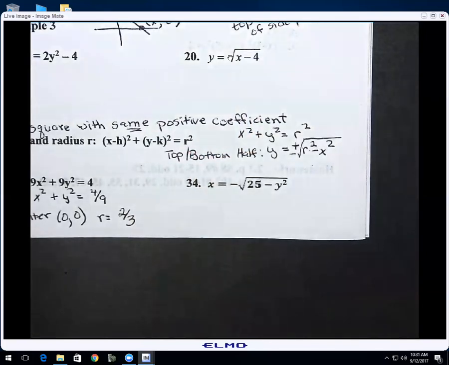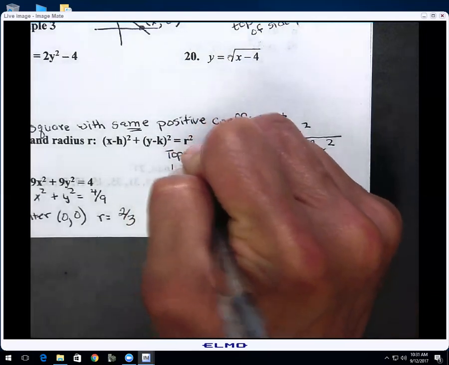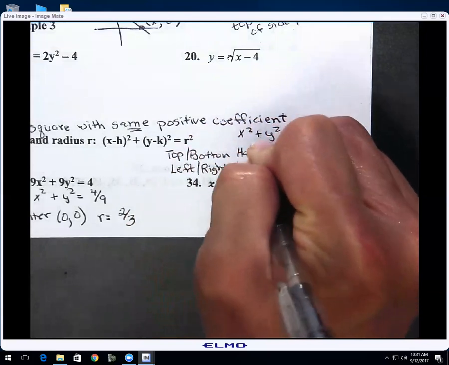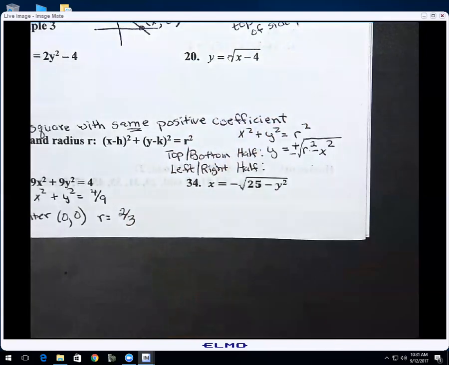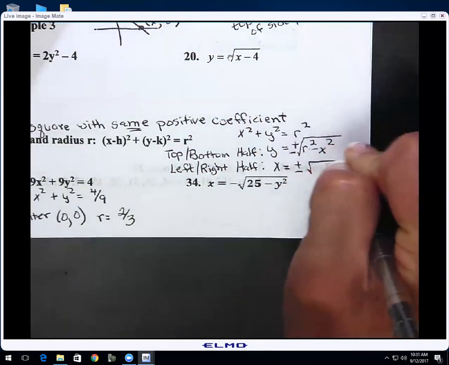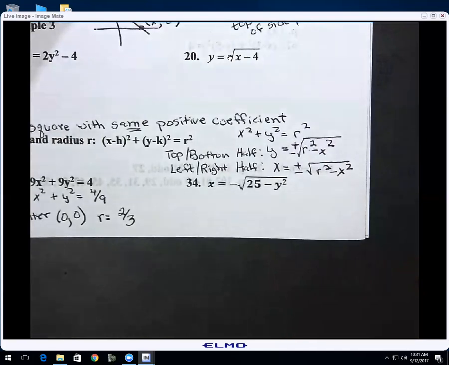What do you think would give me the left and the right half? What do you think? Solve for x. X equals plus or minus the square root of r squared minus y squared. That gives me the left and right half of that circle. The positive gives me the right half, the negative gives me the left half.